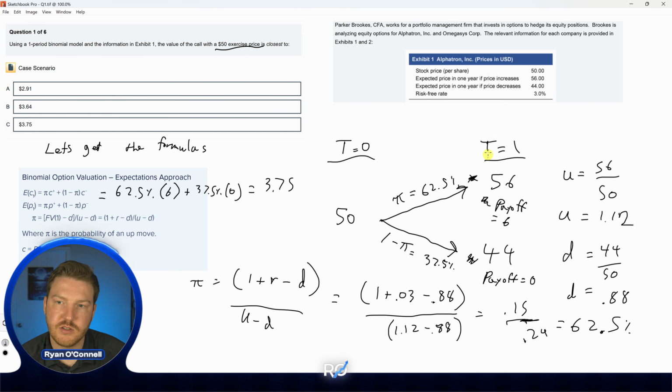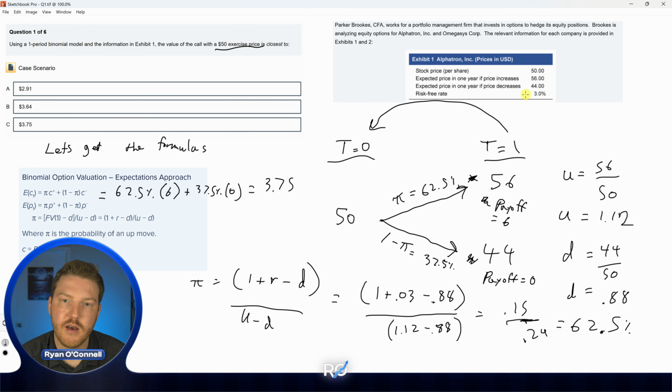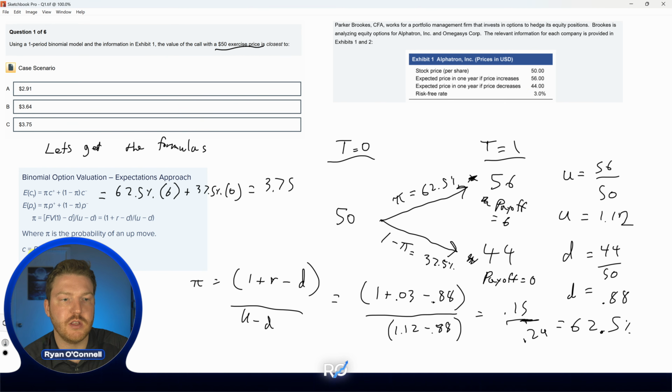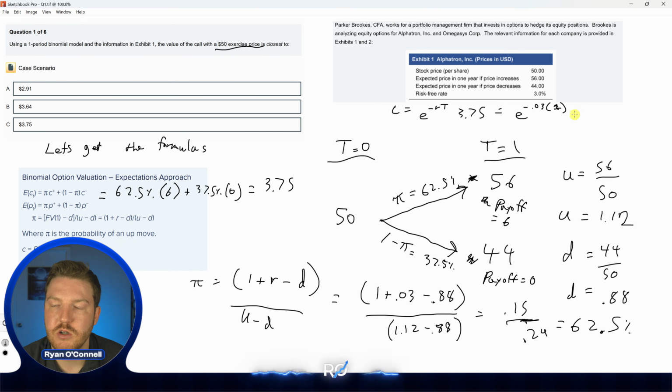So we want to take that value and discount it back to today, and we have the risk-free rate. We need to find the present value of this. To get the call's price, we find the present value by taking e to the negative RT. So C is equal to e to the negative RT, our discount factor, times this 3.75, which is the future value of the call. So it's e to the negative 3% times 1 period into the future to discount it back.